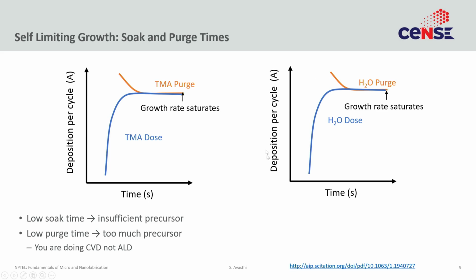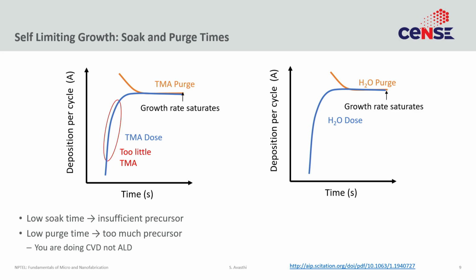We will once again plot the growth per cycle, or deposition per cycle, as a function of various H2O dose timings and H2O purge timings. And the goal is to always reach this point where the growth is self-limiting, where the growth saturates. You always want your ALD to be in the saturated regime. Once you have done this, you will have your 4 parameters, and that would be your optimized recipe.